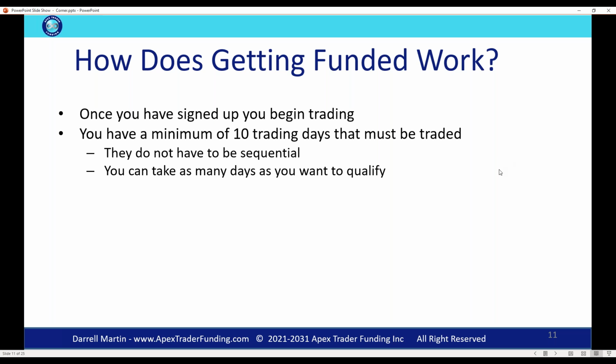And again, minimum of 10 days. Doesn't have to be sequential days. You don't have to trade every day. You can trade one day and not trade again for a week. Or you might sign up today and hit your profit goal today in one day. But we still want to see what? 9 more trading days, right?